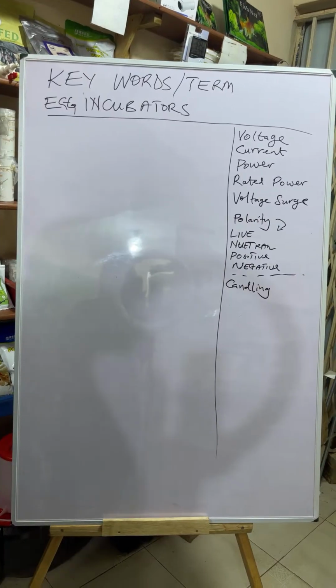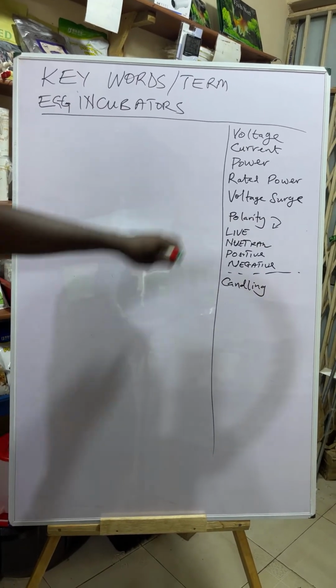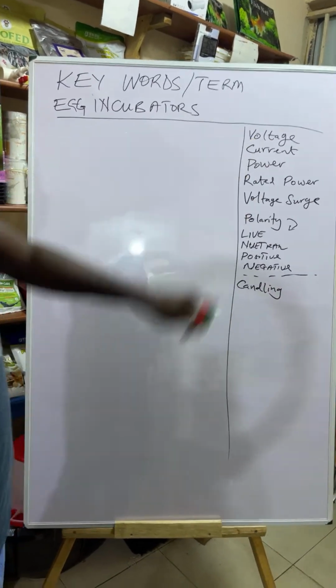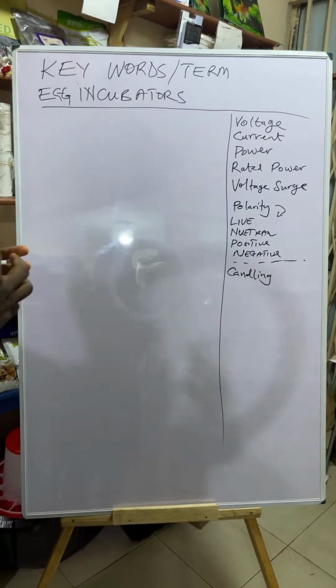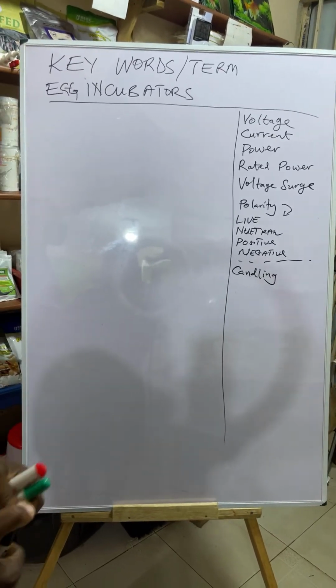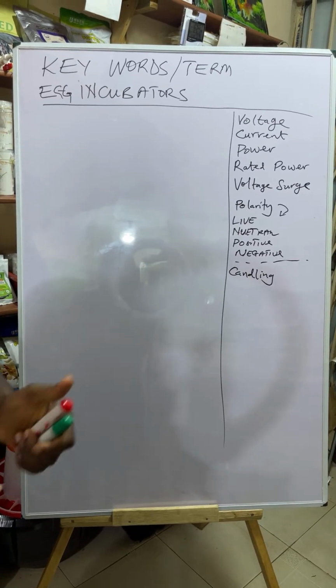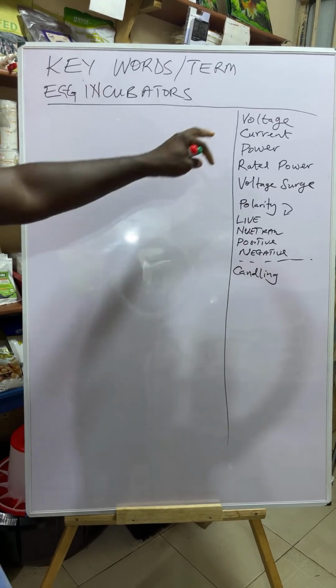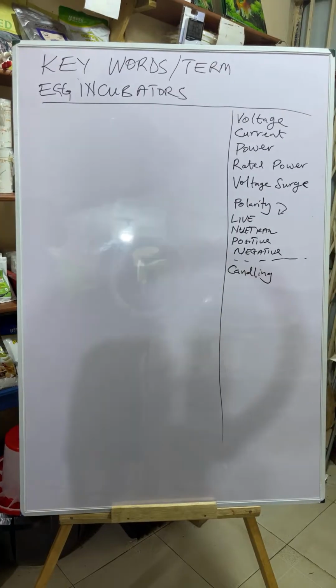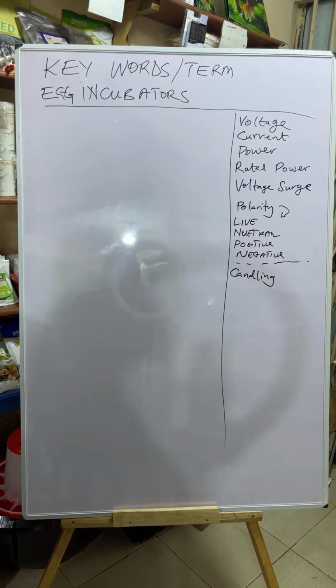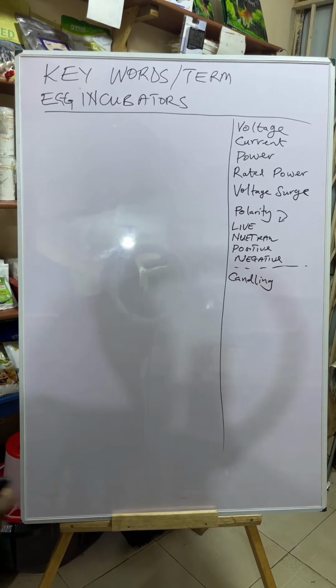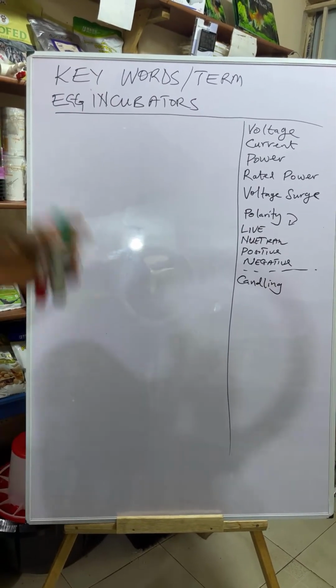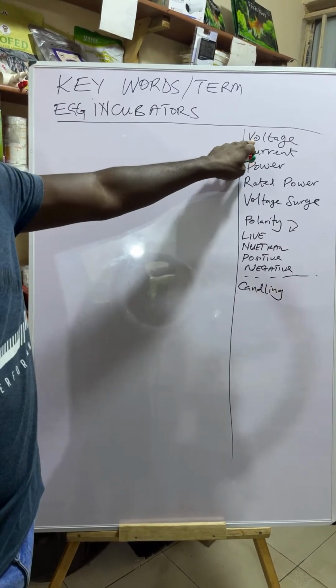All right, so first I'll talk about voltage. Every electric machine, you come across voltage. You have to talk about voltage, be it your heater, be it your humidifier, or anything. You need to talk about voltage.